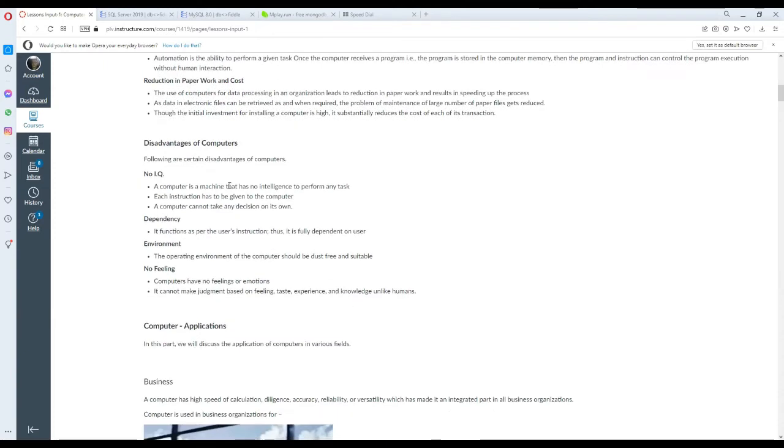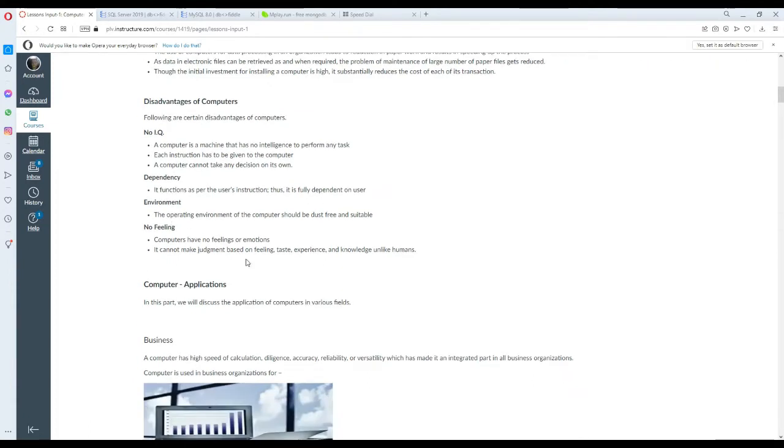Now, what are the disadvantages? It has no intelligence quotient or IQ. We could also include that it does not have any emotional quotient or EQ, no feelings. They are dependent on the user and also dependent on their environment. A computer should be free of faults and have a suitable environment to function. Computers have no EQ, feelings, or emotions.